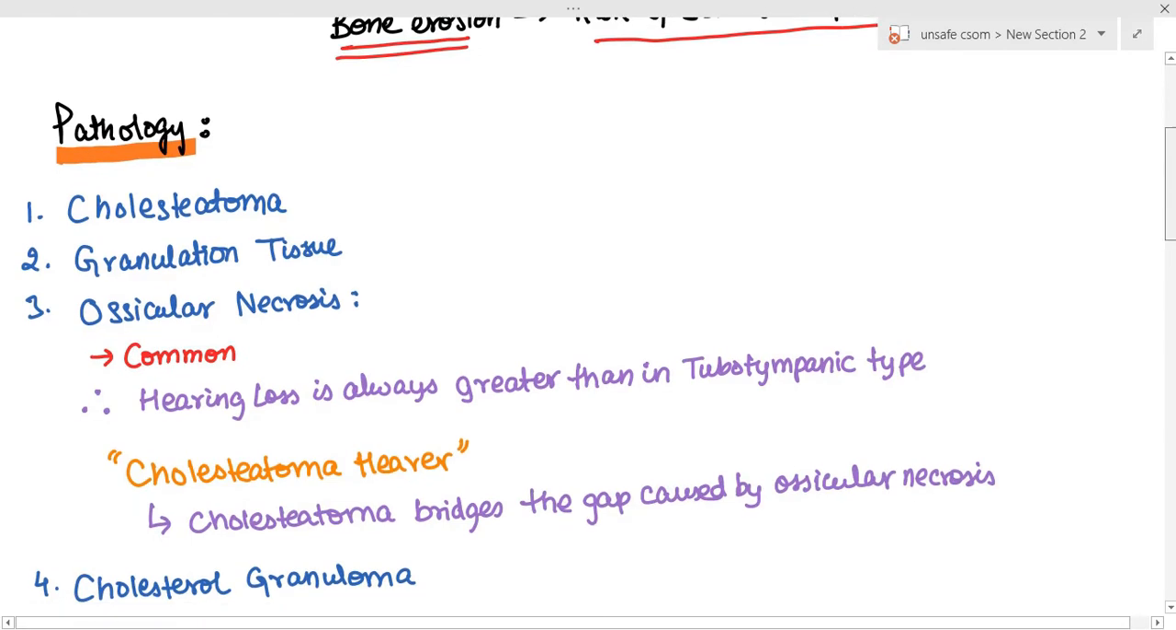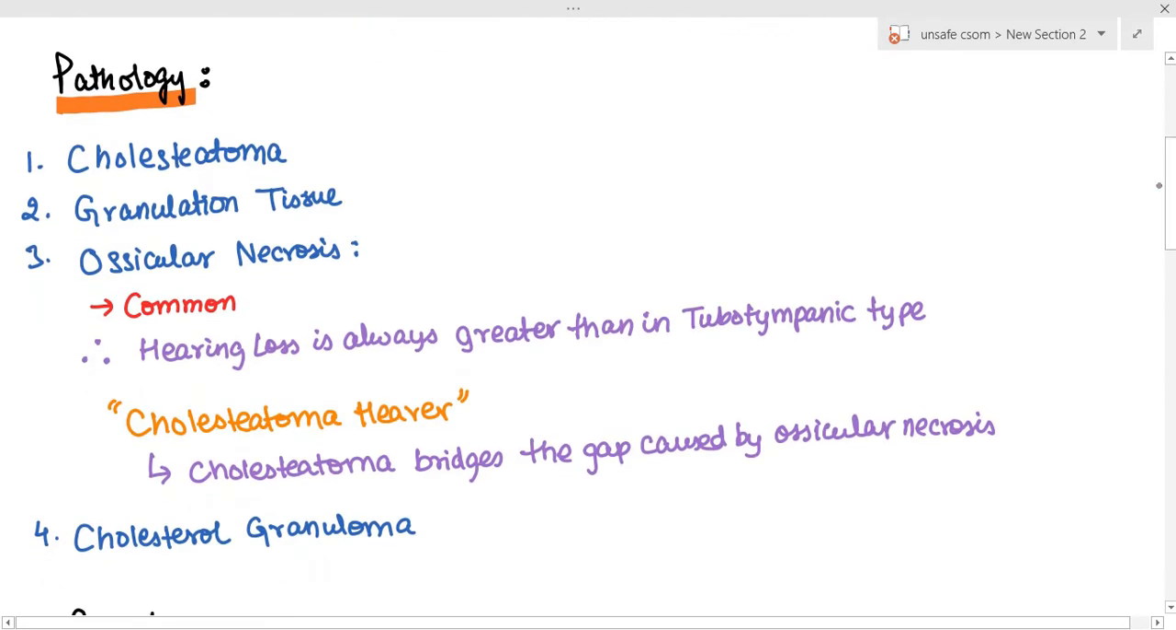Now what is the pathology of unsafe CSOM? Unsafe CSOM is associated with the following pathologies. First one, damn sure, it is cholesteatoma. Second, there is granulation tissue present in the middle ear. And third, ossicular necrosis is very common in unsafe CSOM. Hearing loss is greater in unsafe CSOM than in safe CSOM, and it is usually a conductive hearing loss, but there may be a sensorineural hearing loss element as well.